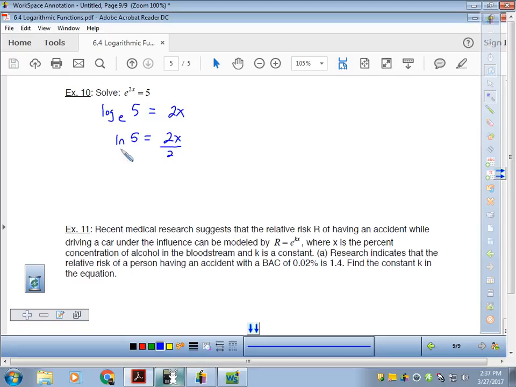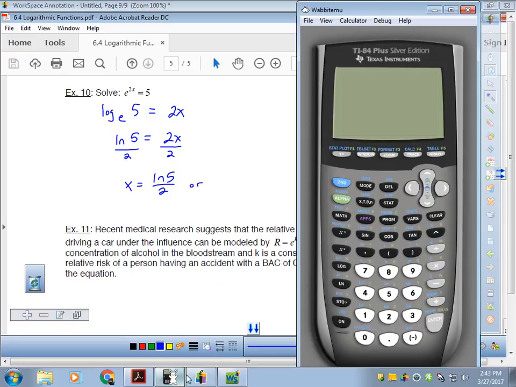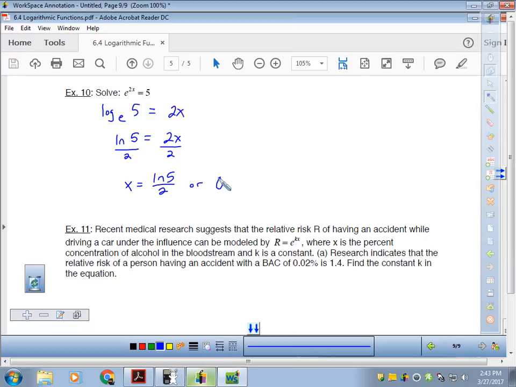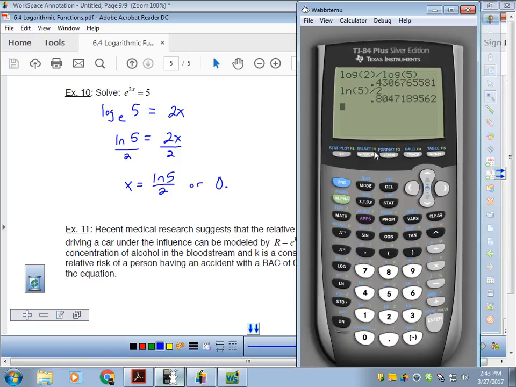And then we could divide both sides by 2. So x equals ln of 5 over 2. Or if we want a decimal, we can go here to our calculator and do ln of 5, close the parentheses for the ln, and then divide by 2. So 0.805 if I go to 3 decimals.